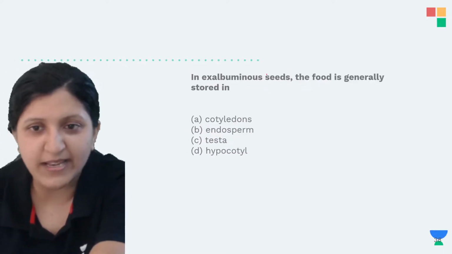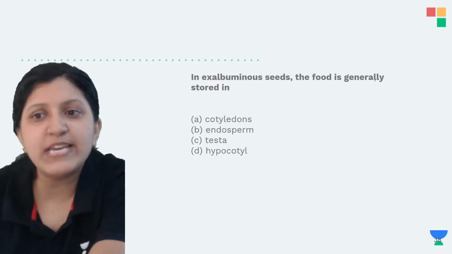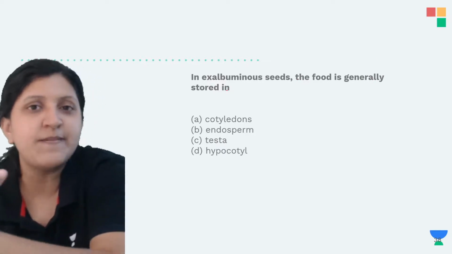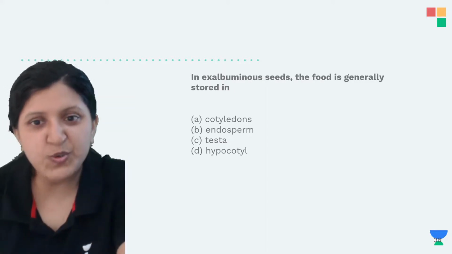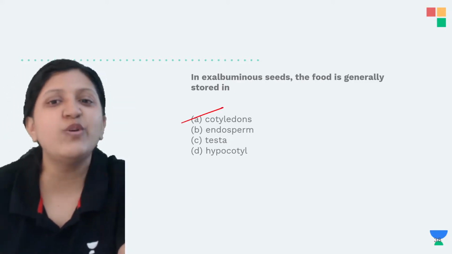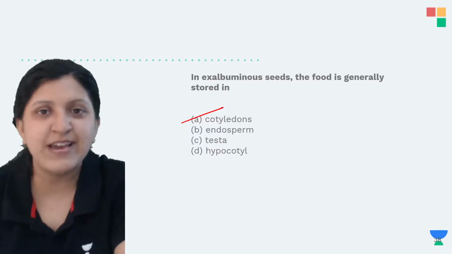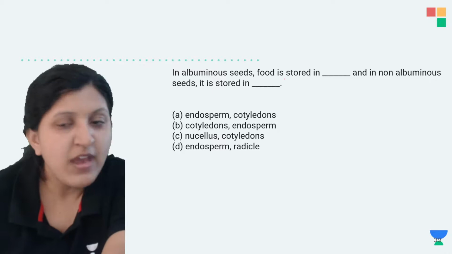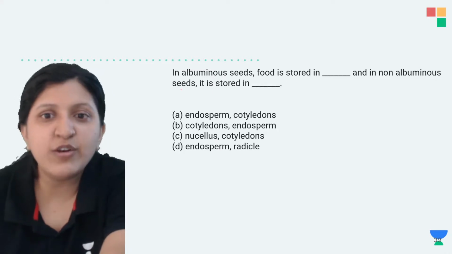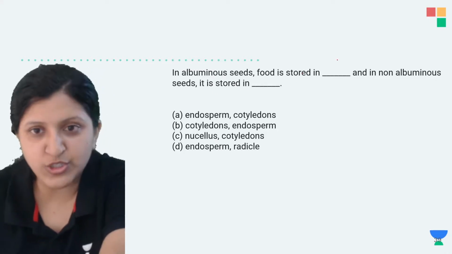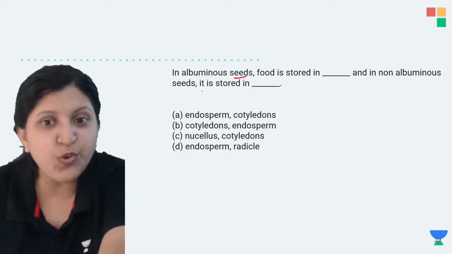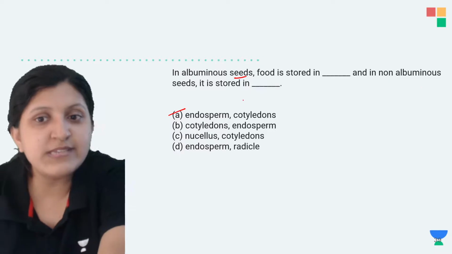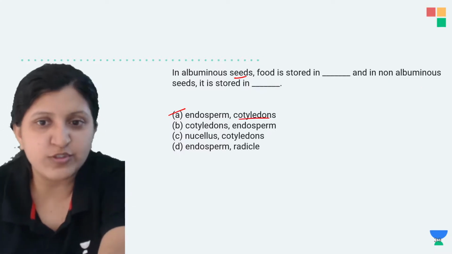Okay. Ex-albuminous seed: the food is stored in the cotyledon. That means all the endosperm is used up in the formation of the cotyledon, so only in the cotyledon can you see food storage. In an albuminous seed the food is stored in the endosperm, and in a non-albuminous seed it is stored in the cotyledon. So this is the one.